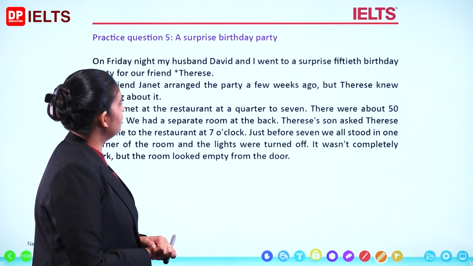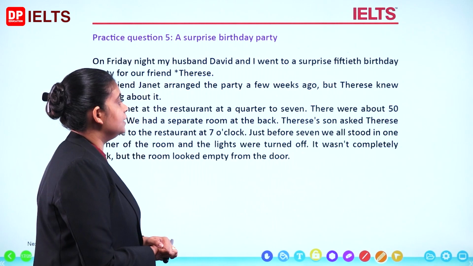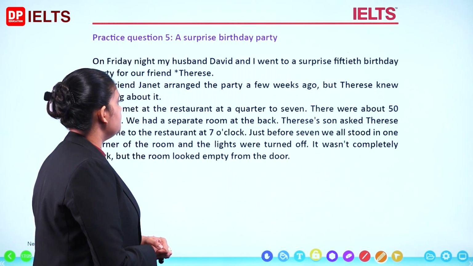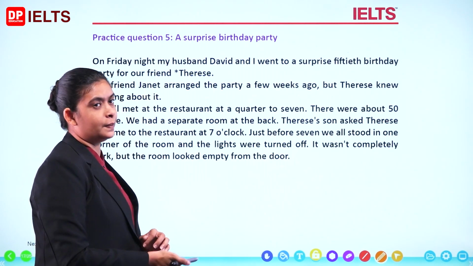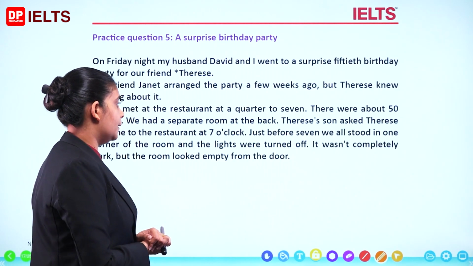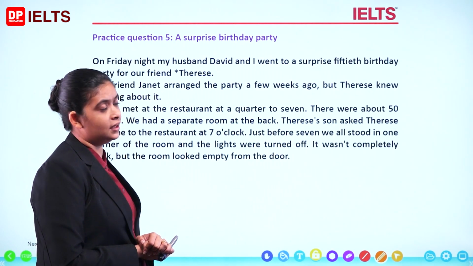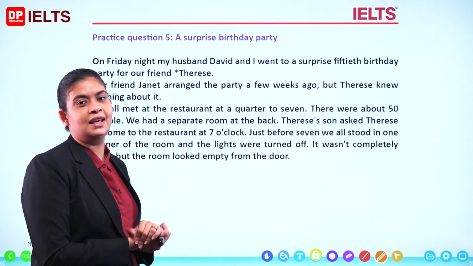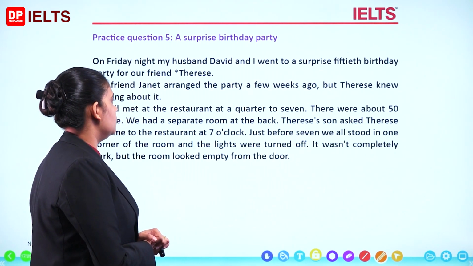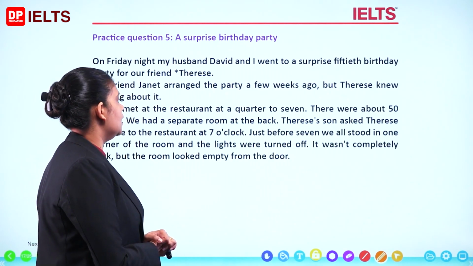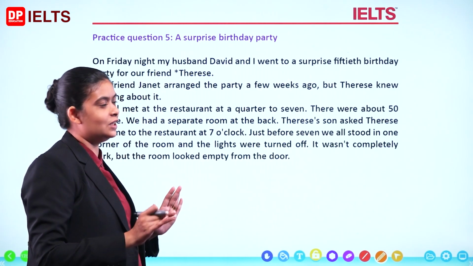We all met at the restaurant at 6:45. Api hamoma restaurant eke hambuna 7ට කාලක් තියලා. There were about 50 people. Minisu panahak wage hitiya. We had a separate room at the back. Apita venama pitipasse kamarayak tibba. Therese's son asked Therese to come to the restaurant at 7 o'clock. Iting birthday girl ge am yani lady ge puta yata 7 wenakota restaurant ekata enna kiyala. Just before 7, we all stood in one corner of the room and the lights were turned off.